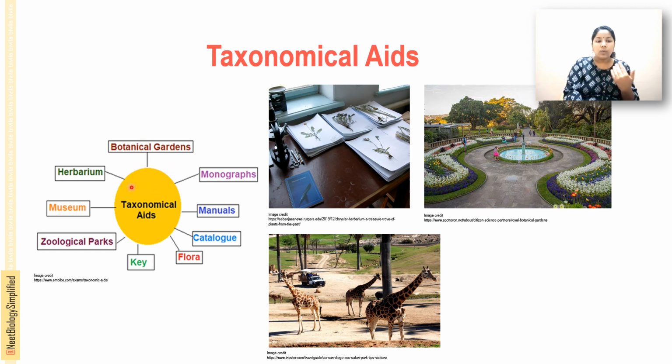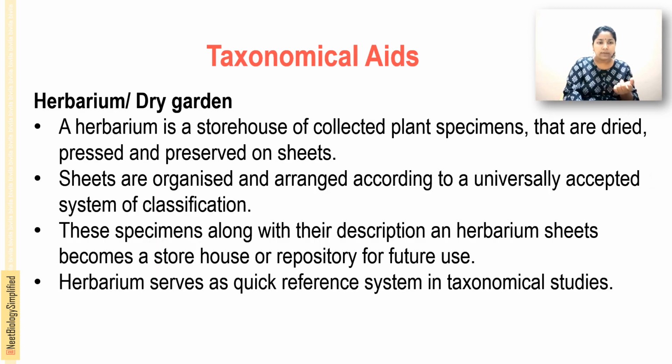One by one, we can see what a herbarium is, what a museum is, what a zoological park is, and what a key is, and how they help us in the identification of organisms or in the study of these organisms. This is a picture of a herbarium, this is a botanical garden, this is a zoological park, the zoo. And in this video we are discussing the herbarium, or the dry garden.